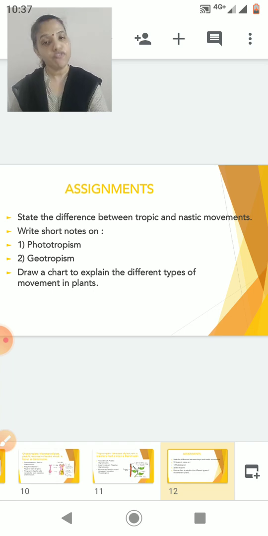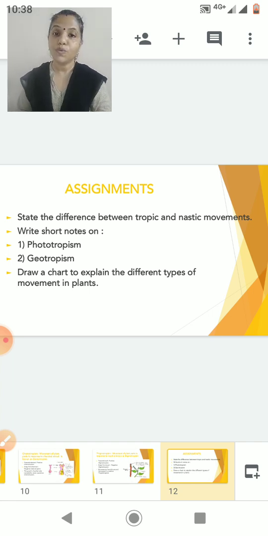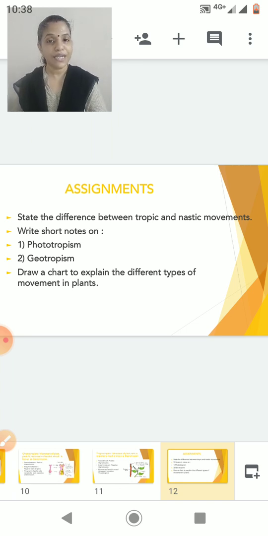Write a short note on phototropism and geotropism. Describe phototropism, how the stem is moving towards the light, and how the root is moving towards the gravity. You describe that in detail along with the diagram. Next, draw a chart, the chart which I had explained. So draw a chart to explain the different types of movement in plants.